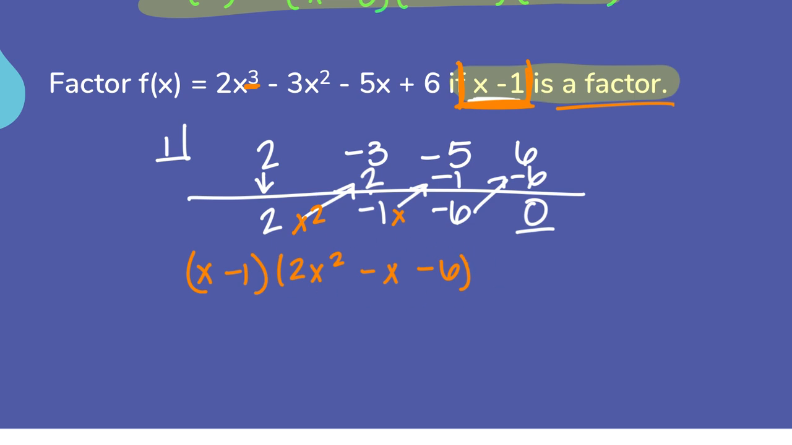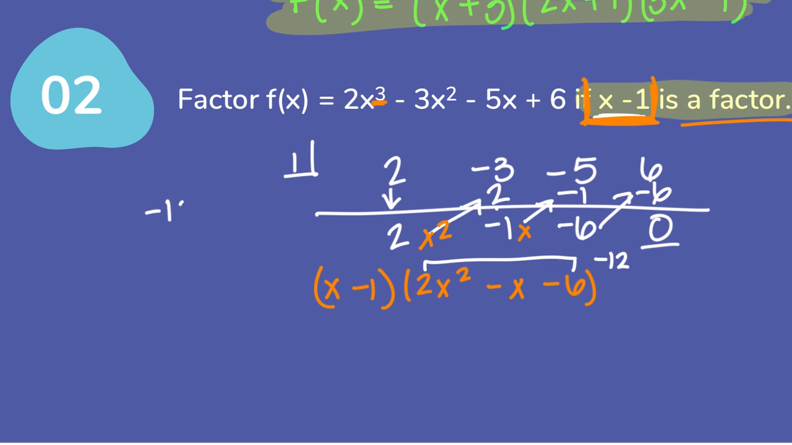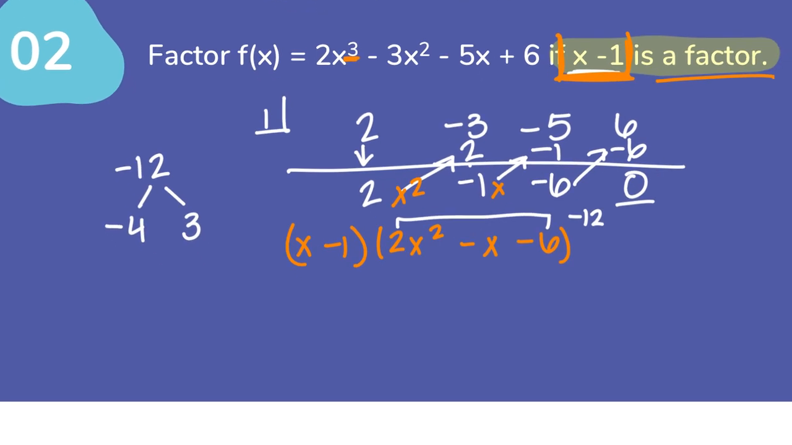Let's see. I'm going to go ahead and multiply. 2 times -6 is going to give me -12. What multiplies to give me -12 and adds to give me -1? It's going to be -4 and 3. So I'm going to have x minus 4, x plus 3, and don't forget to bring this one down.